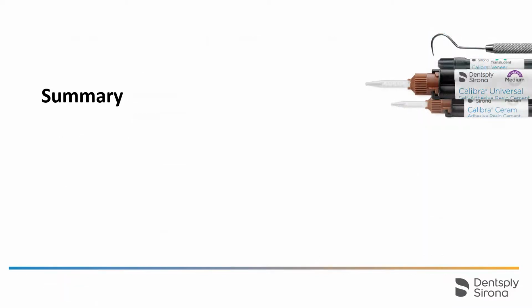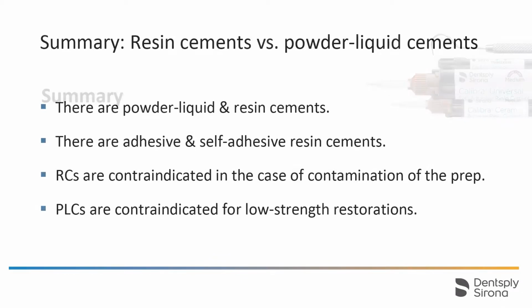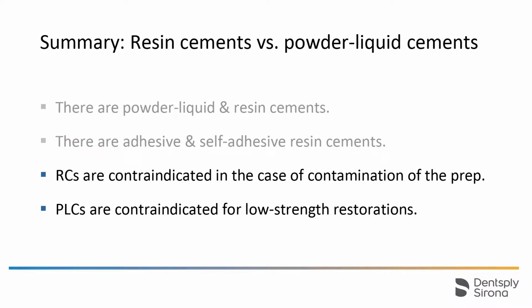Let us summarize what you have learned. Please note the following. There are powder liquid and resin cements. There are adhesive and self-adhesive resin cements. Resin cements are contraindicated in cases where the preparation has been contaminated with blood or saliva. Powder liquid cements are contraindicated for restorations with low flexural strength.